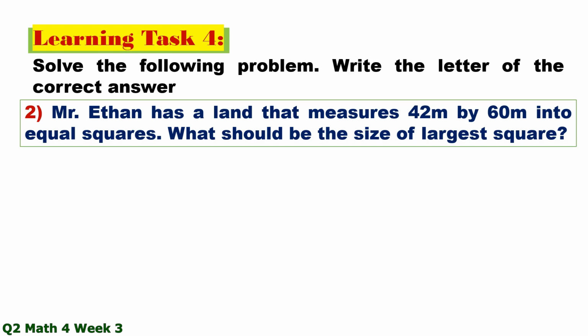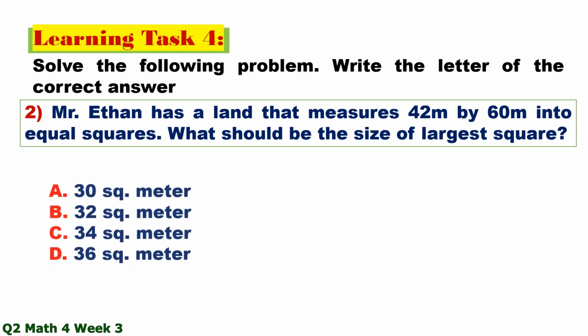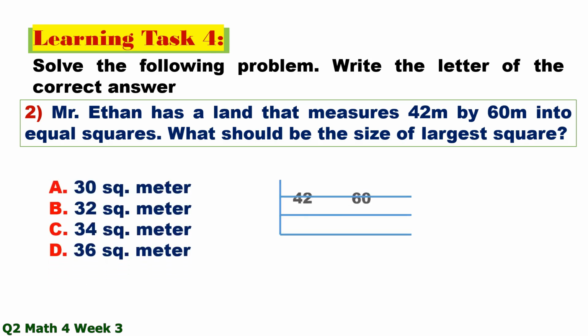Number 2. Mr. Ethan has a land that measures 42 meters by 60 meters to be divided into equal squares. What should be the size of the largest square? 42 and 60 are divisible by 2. 42 divided by 2, 21. 60 divided by 2, 30.